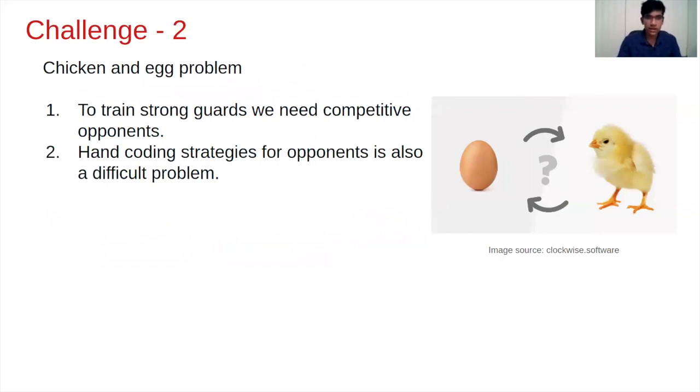Challenge two is the chicken and egg problem. Let's say you want to train strong guard strategies. You first need strong opponents. You need competitive attackers. Now, again, hand coding strategies for opponents is also a difficult problem. So it's a chicken and egg problem basically. You don't have good guards, you don't have good attackers. How do you proceed from here on?